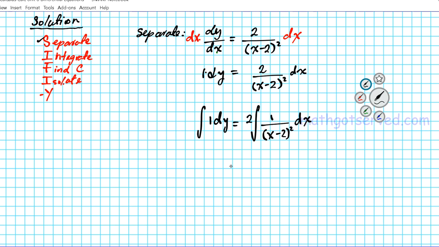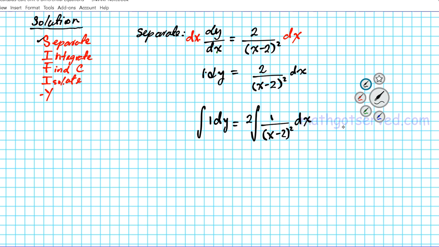I like to integrate both left and right hand sides of the equation at the same time. In this particular problem, it's easy to integrate the left side, but the right side requires some work. If you take a look at the right side, we have a composite function, and the derivative of the inner function of the composite, x minus 2, results in a multiple of this dx right here. So that tells us that we're going to have to use the u substitution.